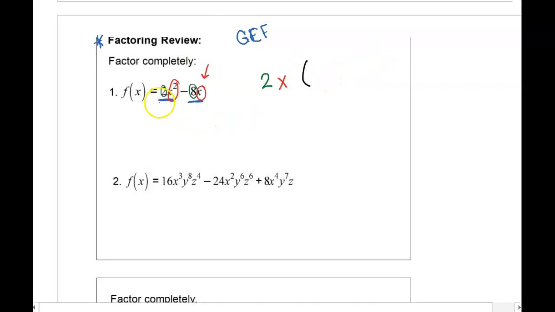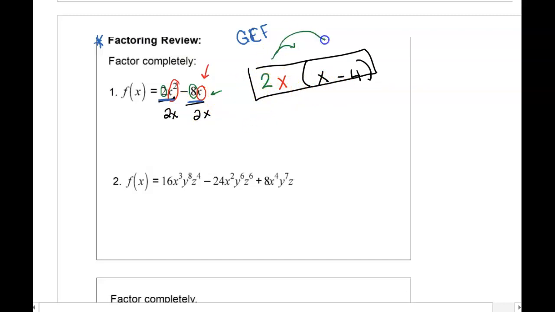Now basically I'm going to divide each of these terms by 2x. When I divide 2x squared by 2x, all I'm left with is x. And when I divide 8x by 2x, all I'm left with is a 4, and I keep that minus sign. So this would be my factored form. Something you do want to note is that at all times in your factoring, your factored product should be the same as what you're starting with, just written in a different form.